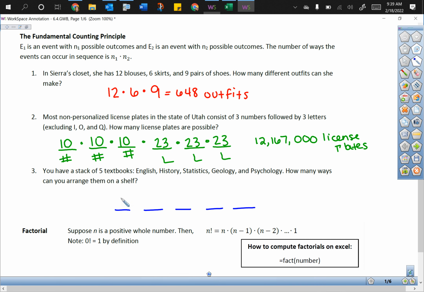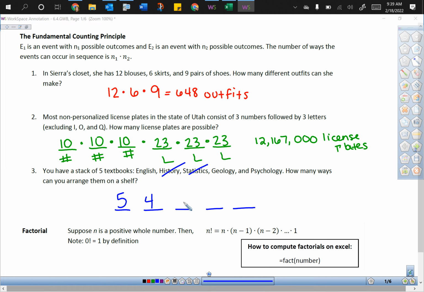How many options would I have for my second slot? Then I only have 4 options left. So then let's say I already chose statistics. Then let's say I want history to go second because that's kind of interesting to me. Then how many options do I have for my third slot? 3. So let's say then I want to put psychology because Mr. Brooks is a great teacher.